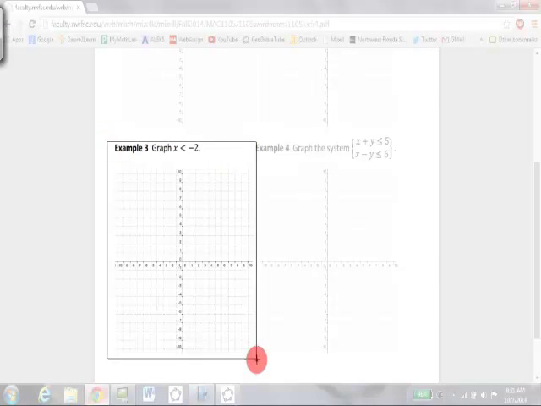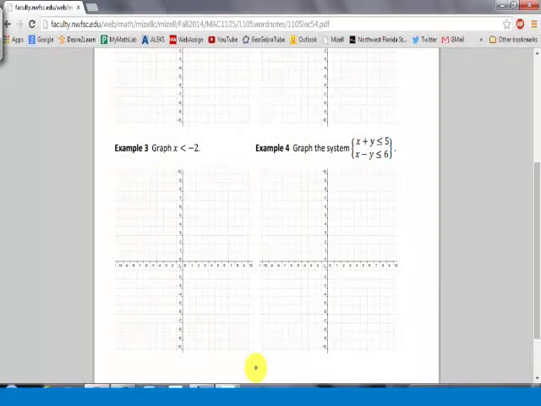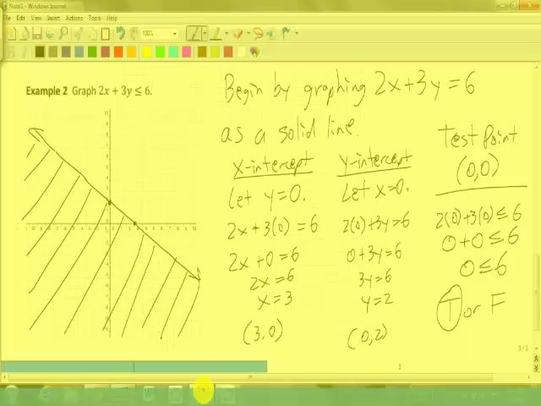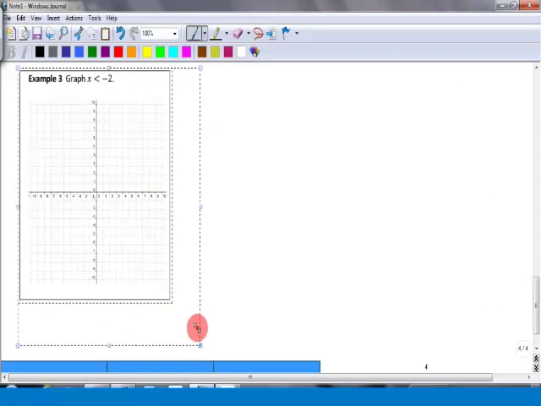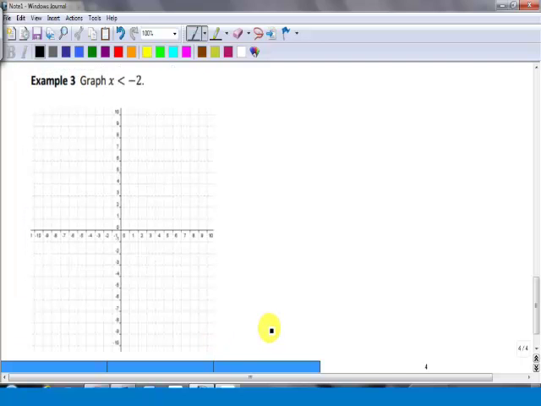Let's see, special case. The case where you have y is greater than something or y is less than something is also kind of special like this. In the case where x equals a constant, we're dealing with a vertical line. In the case where y is equal to a constant, we're dealing with a horizontal line.